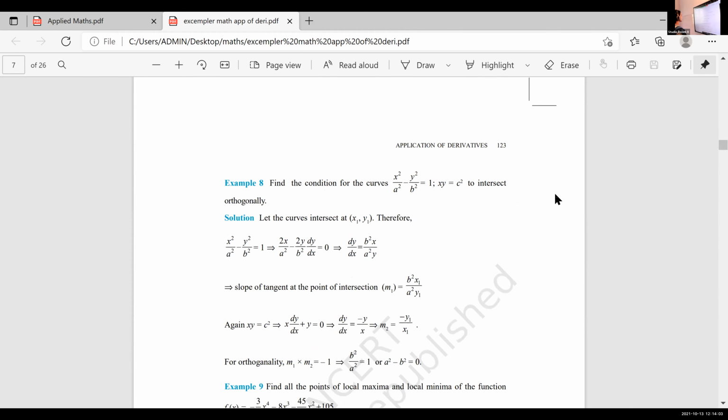Yes, write this question, children. Find the condition for the curves x square by a square minus y square by b square equal to 1, and xy is equal to c square to intersect orthogonally.